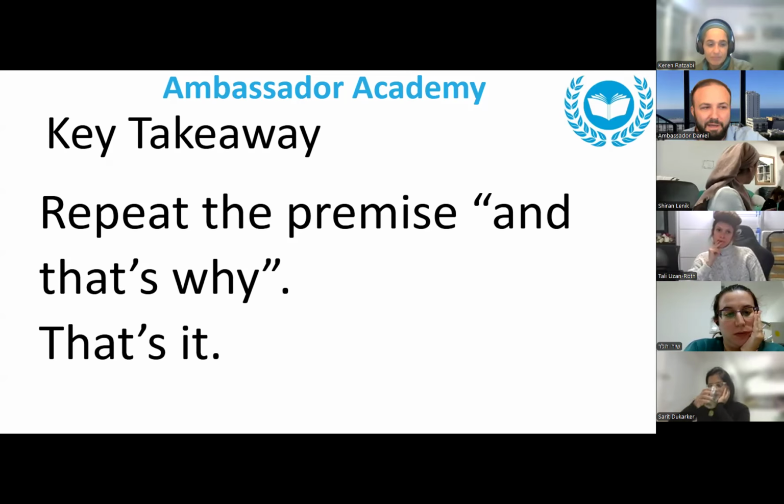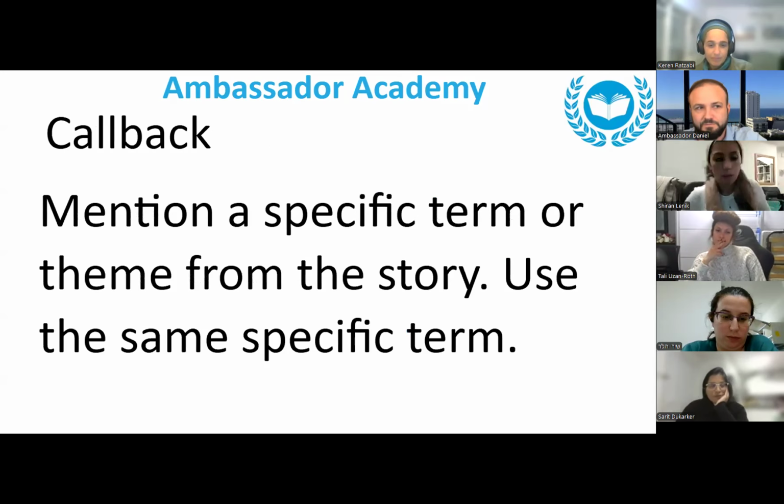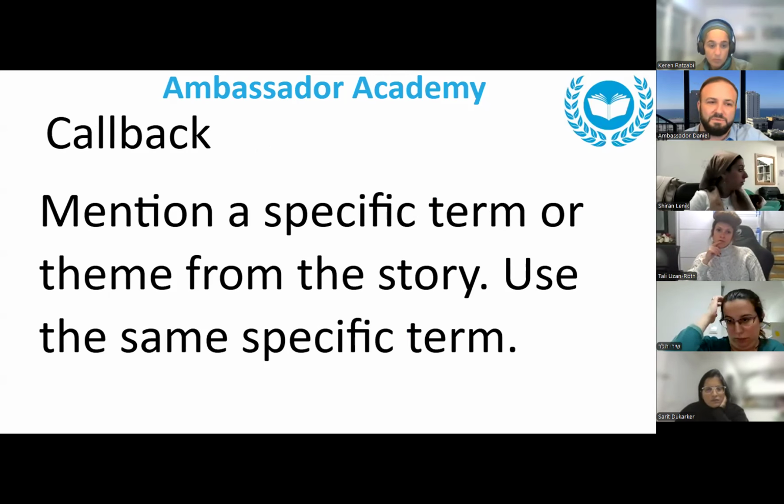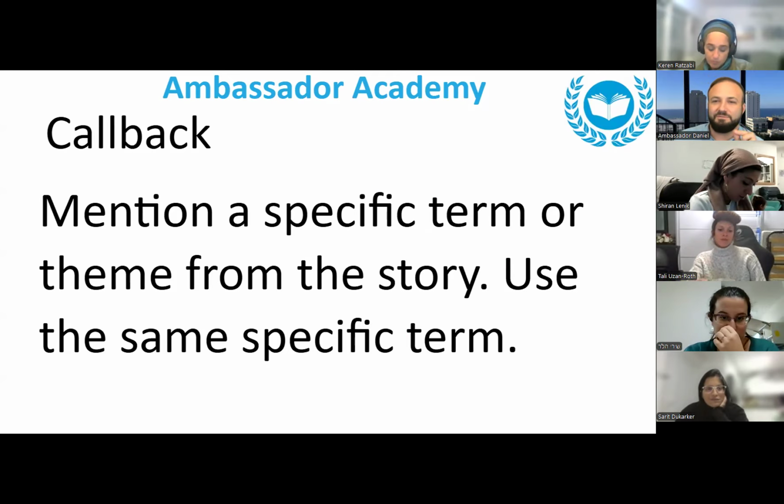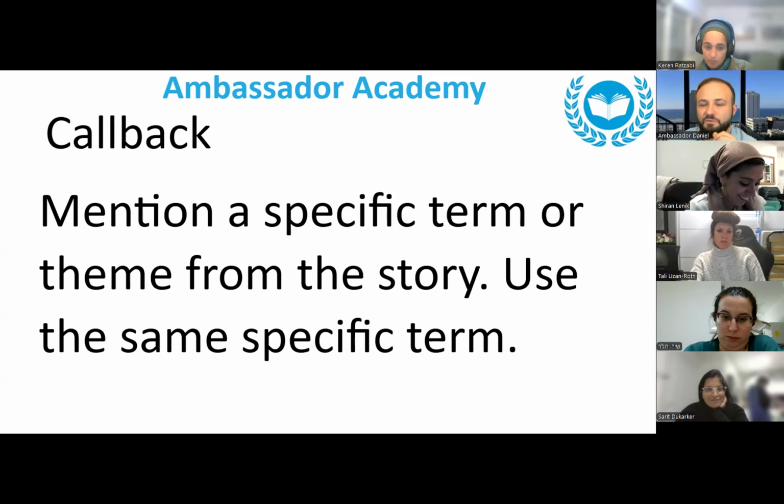Number two, callback. And this is sort of the stylistic difference: key takeaway is a repetition. Callback: mention a specific term or theme from the story and use the same wording. Use the same words. People like memory. There's also, people like rhymes. If it doesn't fit, you acquit. It's all the same when you play the game. Easier to remember is easier for the mind.